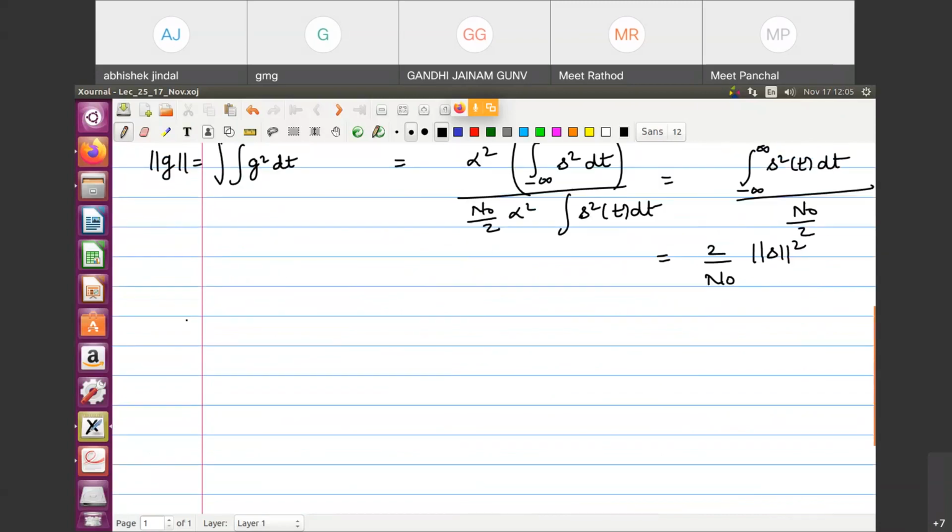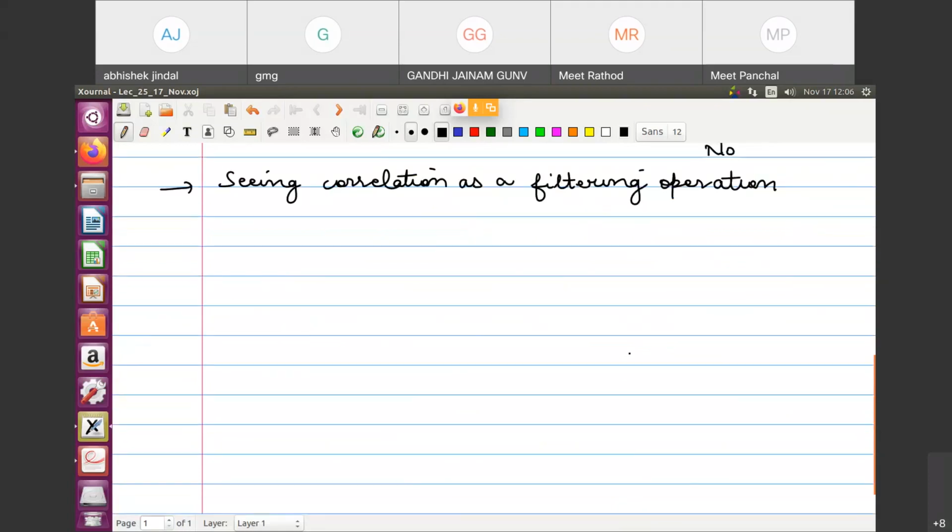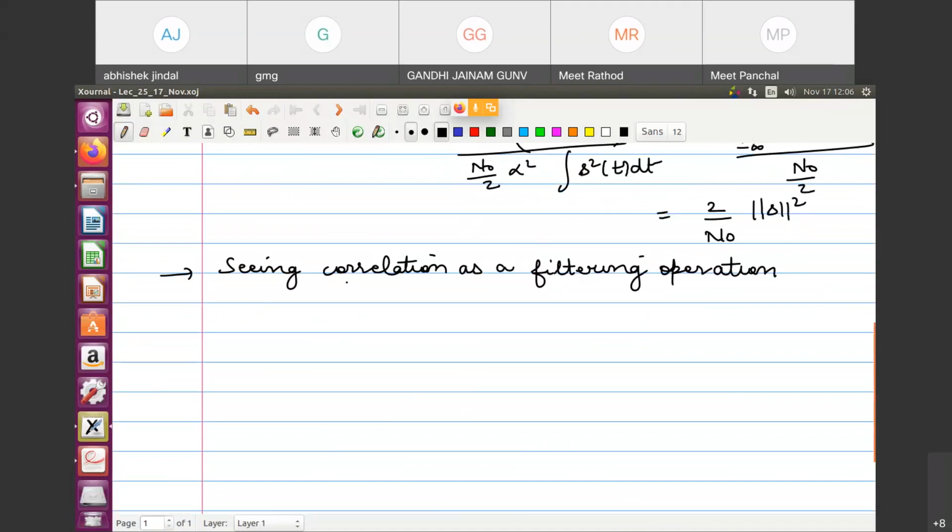Now let us do the next part, which is important: we need to see correlation as a filtering operation. Until now we have said that the operation we would be doing is simply multiplying and integrating from minus infinity to infinity. If I need to correlate with some function, this is the operation I would do.